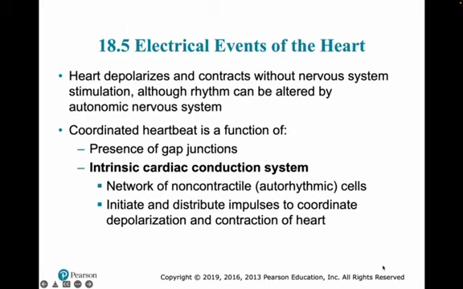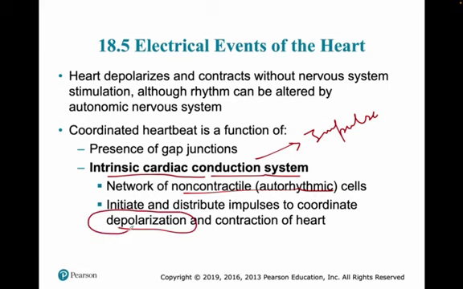Although it is heavily regulated by the autonomic nervous system, the reason the heart can do this is because it has a lot of gap junctions between the cells, and it has its own intrinsic cardiac conduction system. Conduction means the conduction of the impulse within the heart, and that is done by a group of cells, the autorhythmic cells, which means they can rhythm on their own. They help in initiation and distribution of the impulses, and coordination of depolarization and contraction. Remember, depolarization, which you learned in action potential, is the main reason any impulse happens. The same thing applies here.